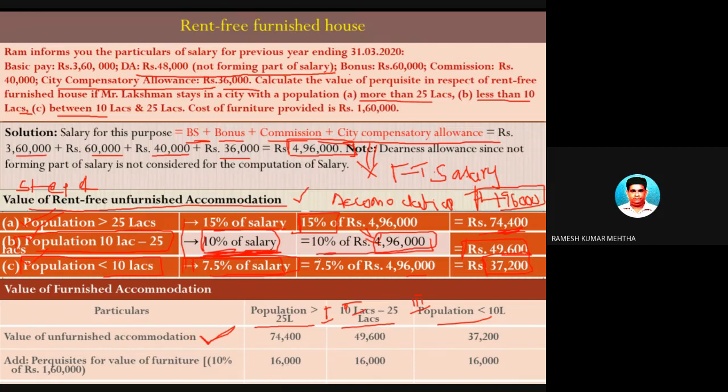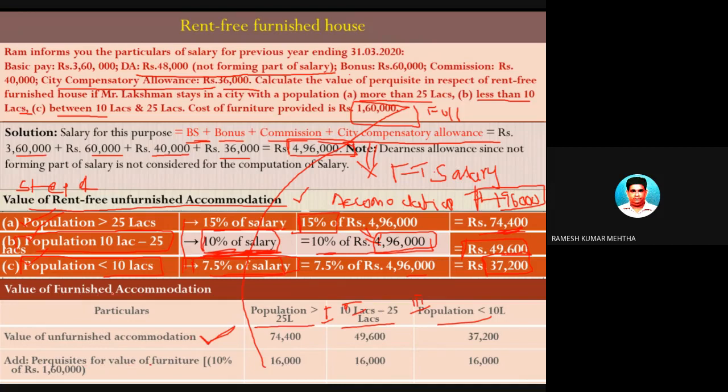So what is the value of the perquisite which is provided by the employer? The furniture value is given in the problem. It is 1,60,000 rupees for the whole year. For the full year, the accommodation is provided with the furniture, and the value of this furniture to the employer is 1,60,000. The employer has purchased 1,60,000 worth of furniture, and this furniture is installed at the employee's house, and the employee is taking the benefit of it. So you have to find out the value of that benefit also.